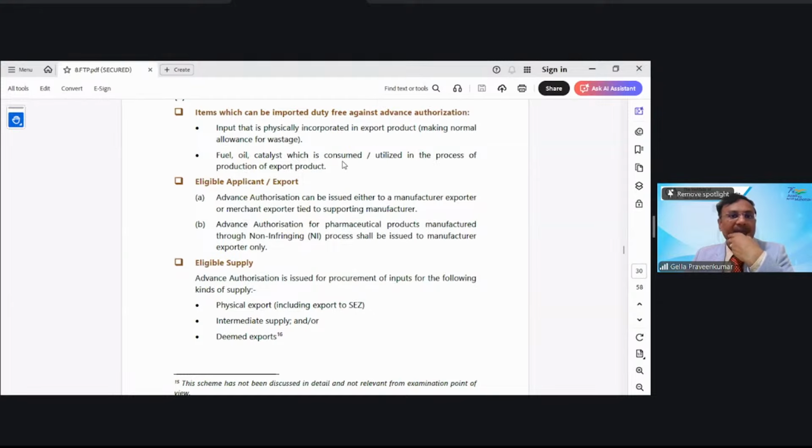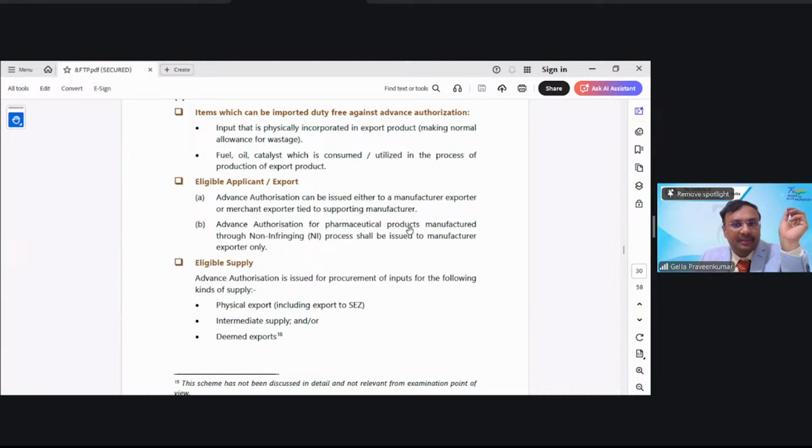Done. Okay. So here, now what is that? It says who is eligible. Advance authorization can be issued to manufacturer exporter, merchant exporter, tied to a supporting manufacturer. Please look at the term. I should be a manufacturer, or I'm a merchant but tied to a supporting manufacturer. Reason, if I don't manufacture, advance authorization is not given. So manufacturer is the key person in this approval.